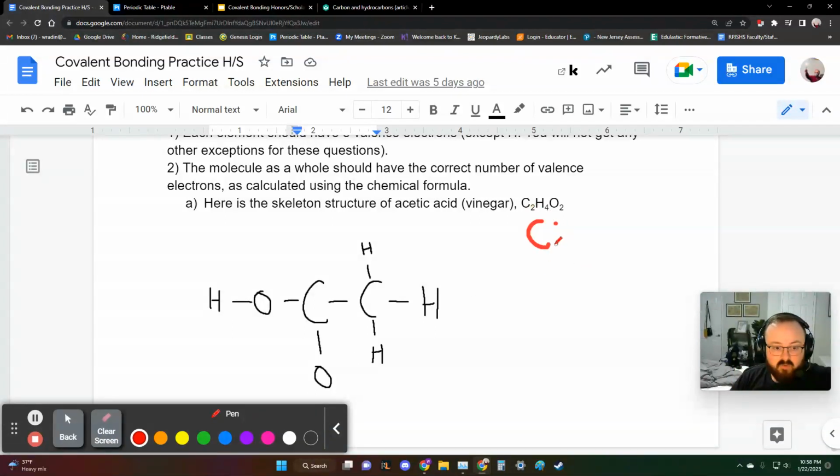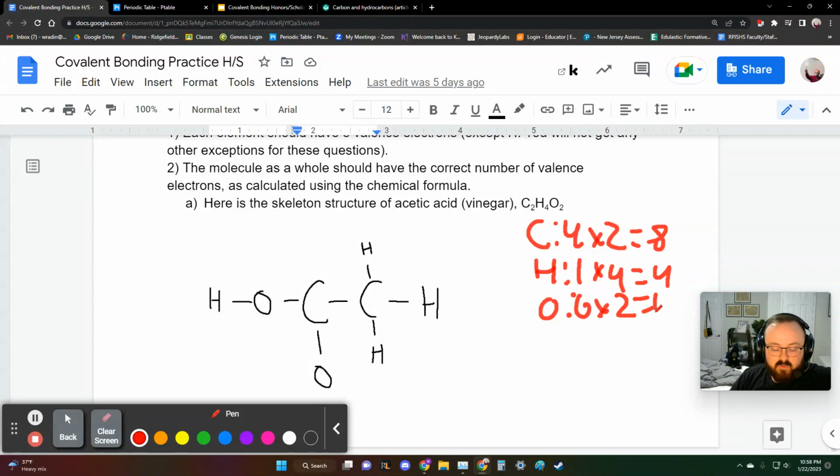Well, carbon has 4 valence electrons, and there's 2 of them, which equals 8. Hydrogen has 1 valence electron, and there's 4 of them, which equals 4. And oxygen has 6 valence electrons, and there's 2 of them, that equals 12. We add this up, and we get 24 valence electrons. So we have to put 24 valence electrons into this structure here.